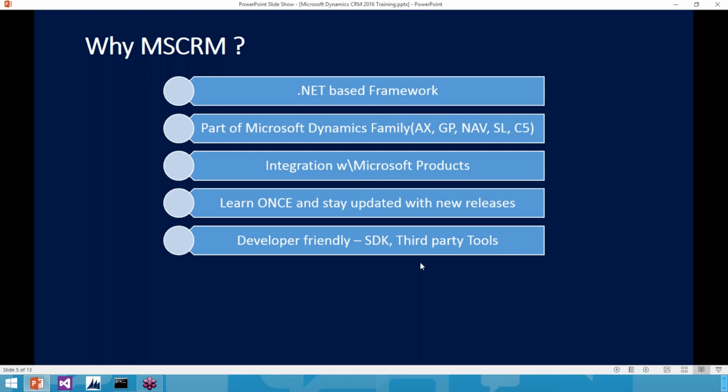But now, starting from 2011, everything is so easy. There are thousands of third-party tools. If you go to Codeplex, you will see a lot of CRM tools which you can use. You can just connect to the CRM system and do various things. It will help your development activity. So that's why I'm saying it's a developer-friendly environment to work under CRM.